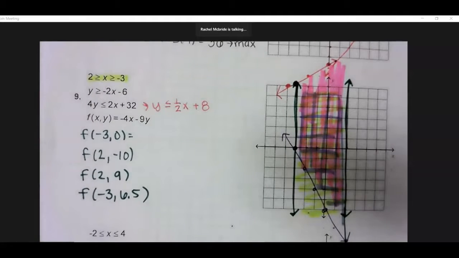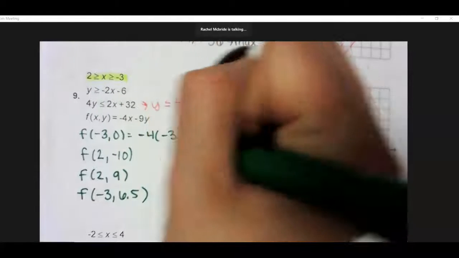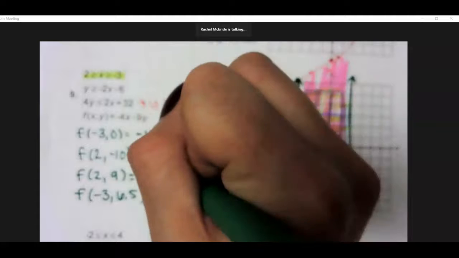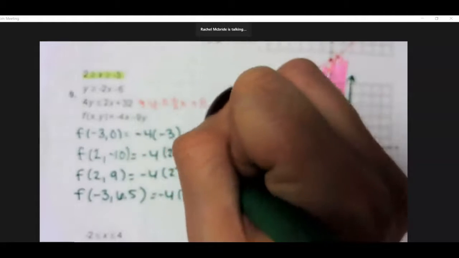Does that help for seeing and understanding where some of these points are coming from? And then from there, you just plug those points in for x and y. When you're plugging them in, the x value is changing and the y value is changing. But what's not changing is the 4 or the 9 that you are multiplying by.